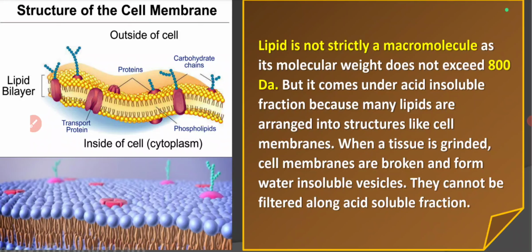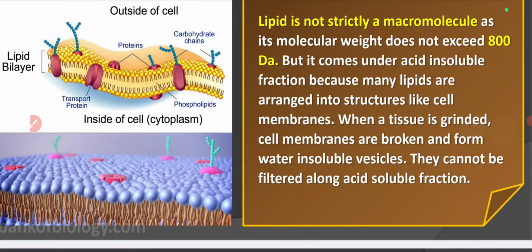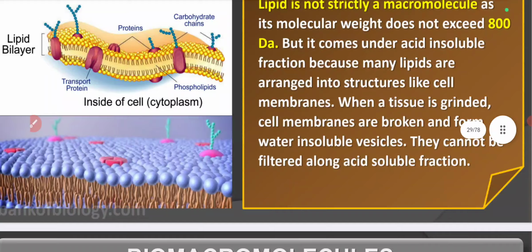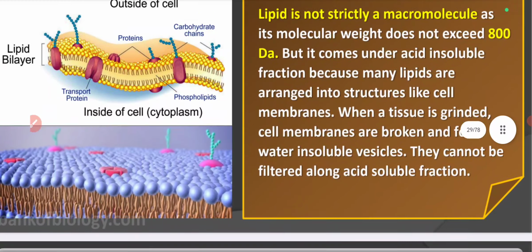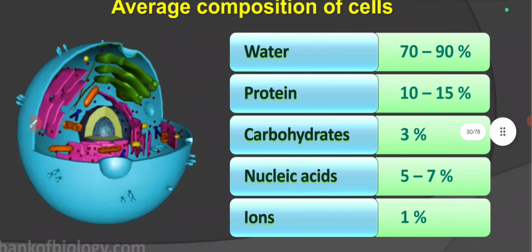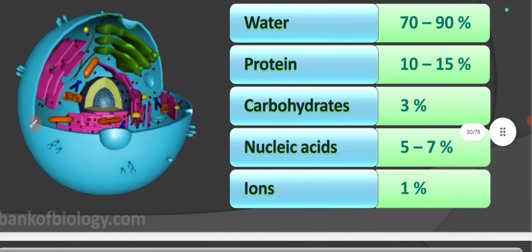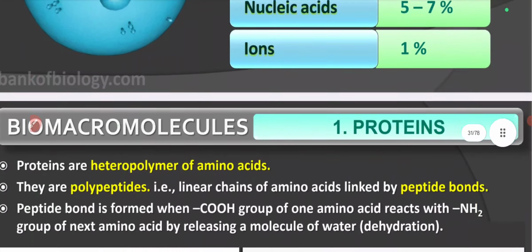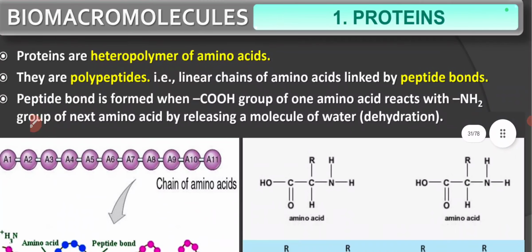When a tissue is ground, cell membranes are broken and form water insoluble vesicles. They cannot be filtered along with the acid soluble fraction. So that's why lipid is not strictly a macromolecule. Average composition of a cell: water 70 to 90%, protein 10 to 15%, carbohydrate 3%, nucleic acids 5 to 7%, and ions 1%. First of all, proteins.